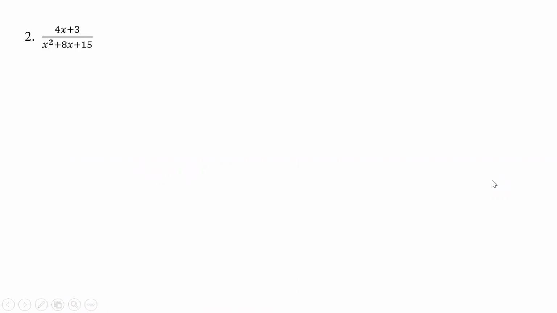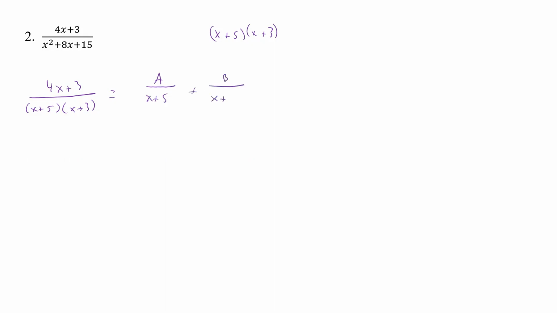All right. Next one. Now it looks like we have to go ahead and factor our denominator again. So that one's a pretty easy one. It looks like x plus 5 and x plus 3. That's going to give us 5x plus 3x, 8x, and 3 times 5 is 15, so that looks good. So we have 4x plus 3 over the quantity x plus 5 times x plus 3. Okay, so this is like the last one. We have two different terms. They're non-repeating, and so we're just going to have A over x plus 5 plus B over x plus 3.